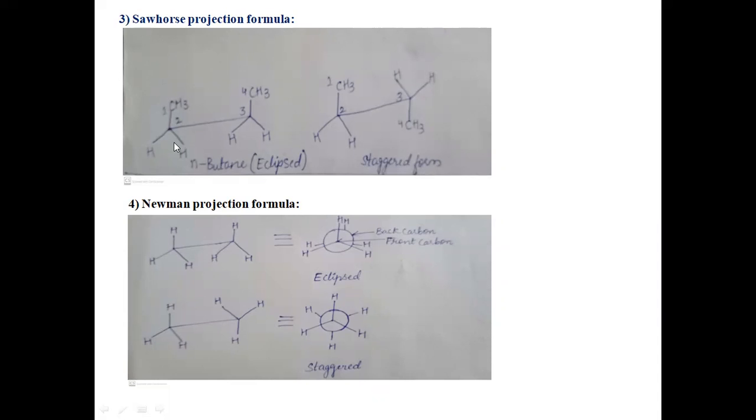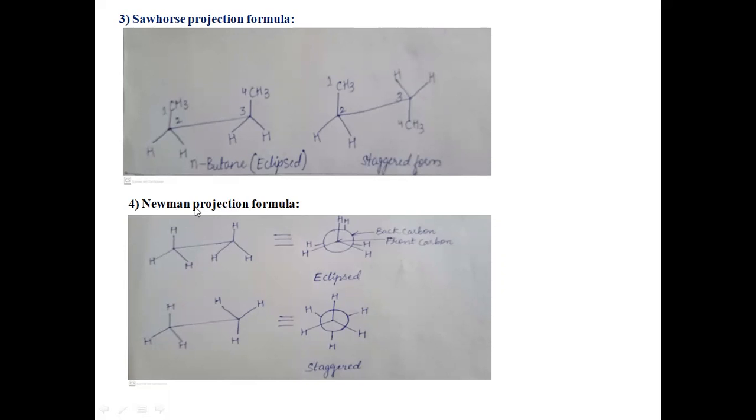Whereas in the eclipsed form, you will observe the groups attached to the carbon atoms present nearer to each other. That means the groups bonded to the second carbon atom and the groups bonded to the third carbon atom are nearer to each other. That type of form, or that type of projection formula, we call the eclipsed form.